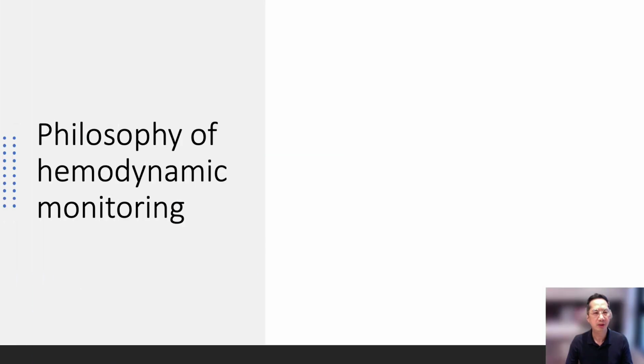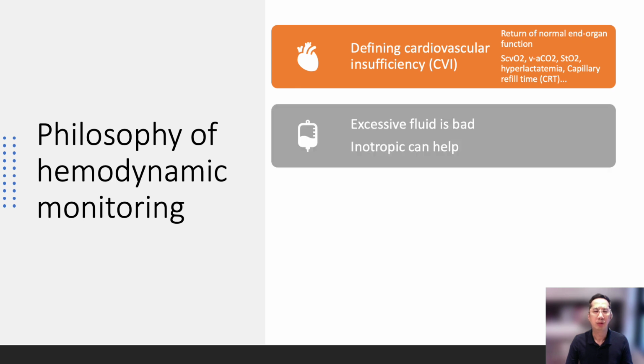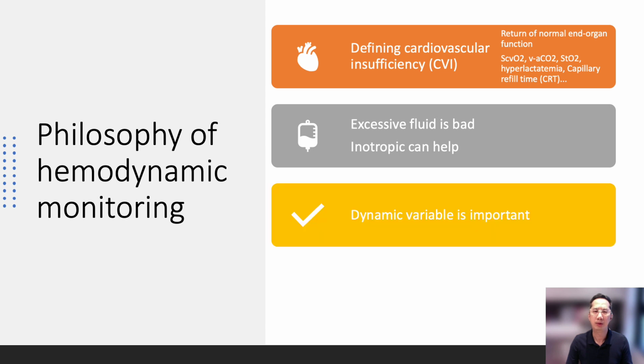So the philosophy of hemodynamic monitoring. First, we have to define cardiovascular insufficiency. It's often defined as the return of normal end organ functions such as SCVO2, VO2, SDLO2, etc. Then we know that excessive fluid bolus and inotropes can help.